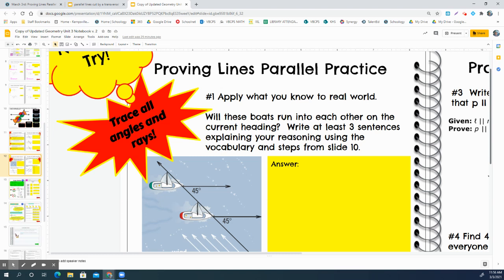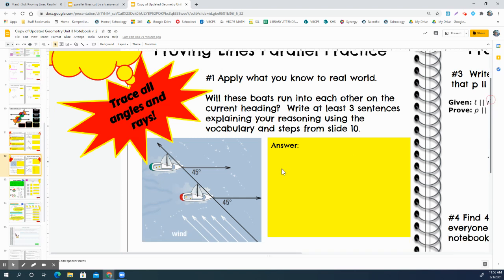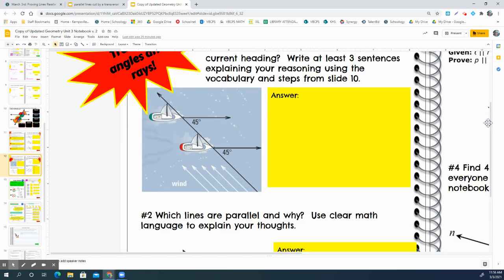exterior. So they're corresponding. So over here in this yellow box, what I'd like for you to do is write 1 or 2 sentences, or if you're like me and you don't like full complete sentences, write some bullet points, right? And you want to tell me that these are congruent corresponding angles, so these lines are parallel. These boats are safe. They are never going to run into each other. Okay, so you're typing, these are congruent corresponding angles. They are never going to touch each other. Those boats are safe.